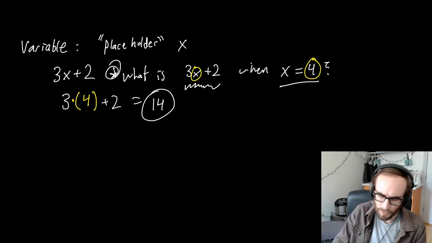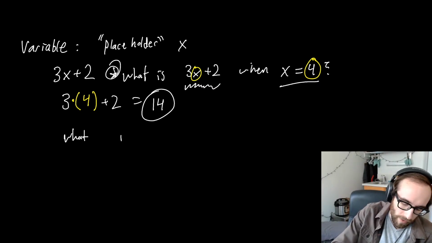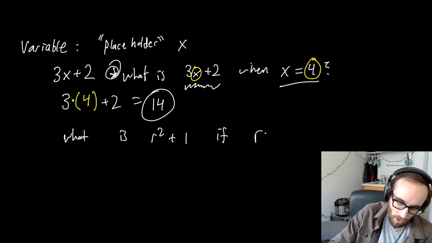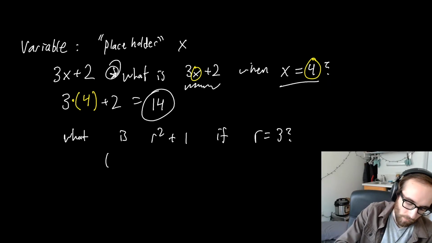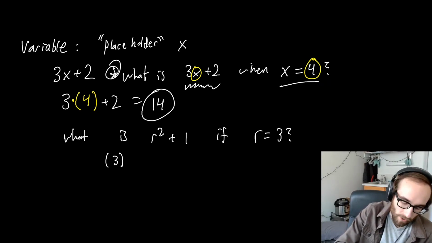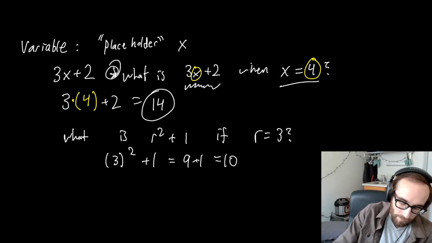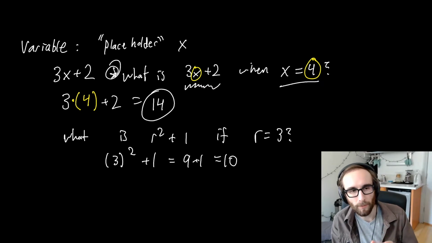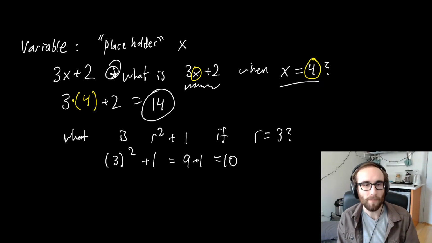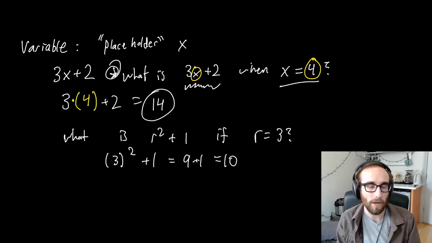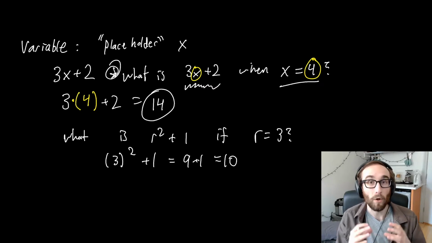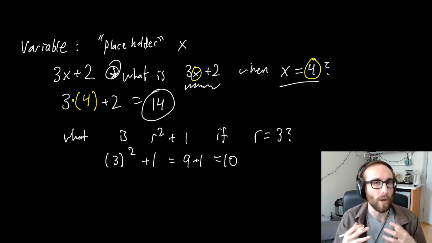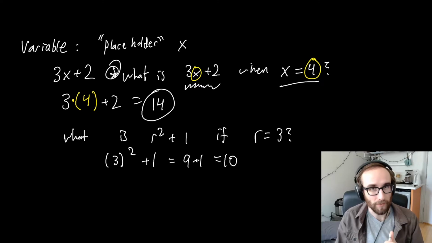Same thing if we have variables squared. What is r squared plus 1 if r is equal to 3? In parentheses, we plug in the 3 where the r is, square it, and then add 1. 9 plus 1 is 10. So just kind of a recap of what a variable means. It's kind of like a placeholder. It could represent a number. Sometimes we'll be given the value of a variable and asked to evaluate. Often we'll also be given an equation and then asked to find what variables make this equation true or work out. But that's for another video.